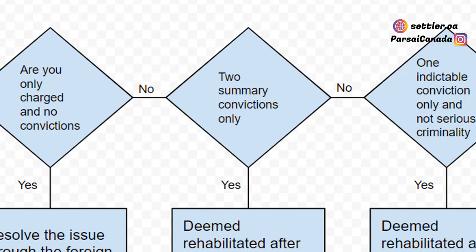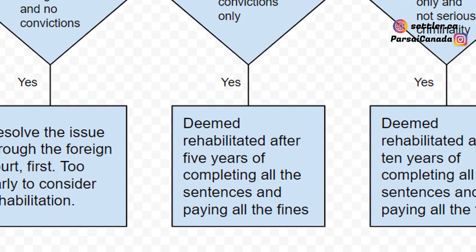So if we are dealing with summary convictions outside Canada, for which the equivalency is also a pure summary conviction inside Canada, then if a person has received only one summary conviction in their life and no indictment, nothing else, then they are not inadmissible to Canada.